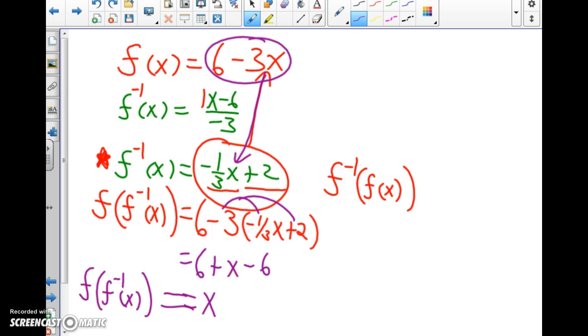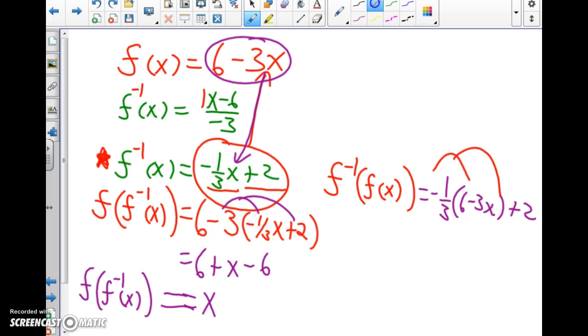So to do this second one, you're going to take this and put it into this. So you're going to take negative 1/3, and then x, which is 6 minus 3x, and then plus 2, like that. So now what's the next thing we're going to do? Distribute the negative 1/3. So distribute the negative 1/3 like this, right?